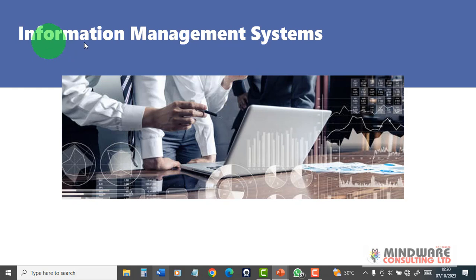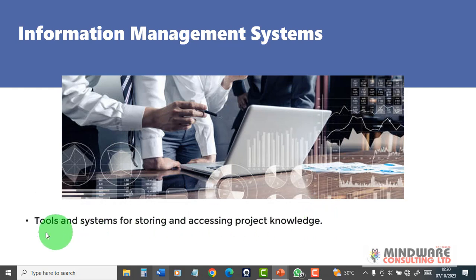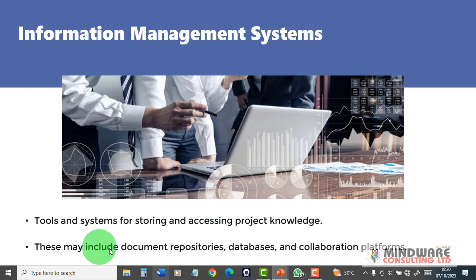Here we go again, information management systems. We've seen this in an earlier process before. So these are tools and systems for storing and accessing project knowledge. And these may include document repositories, databases, and collaboration platforms. Information management systems, no matter whatever form or type you're using, is a very, very important tool for management of knowledge, or knowledge management.